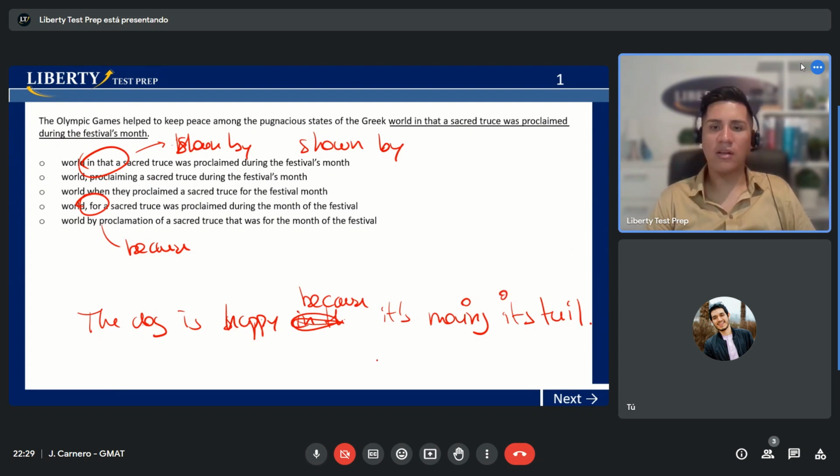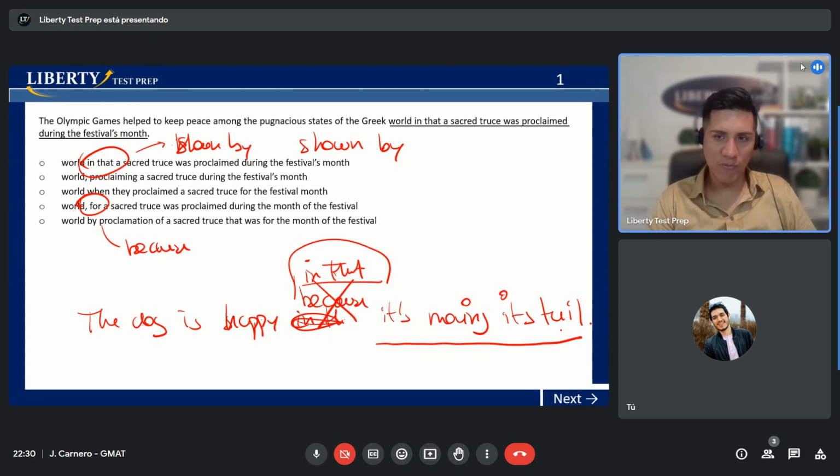No. Why? Because moving its tail is not causing the dog to be happy. It's a consequence, or it's kind of a signal, right? It's shown by, so it should be in that. In that it's moving its tail, it's letting me know that the dog is happy, but it's not causing the dog to be happy. Okay.